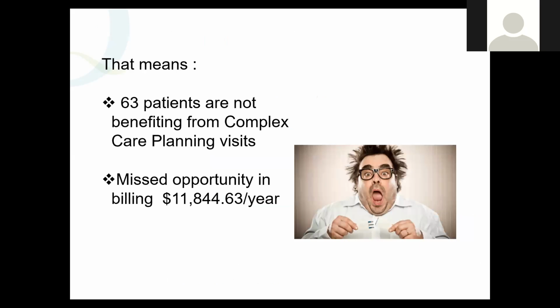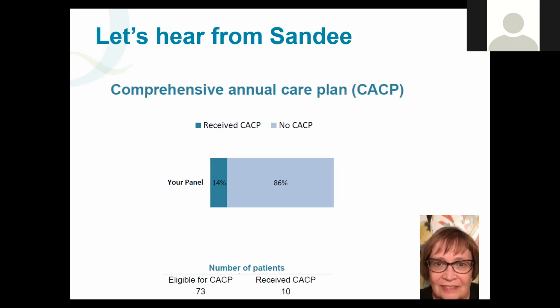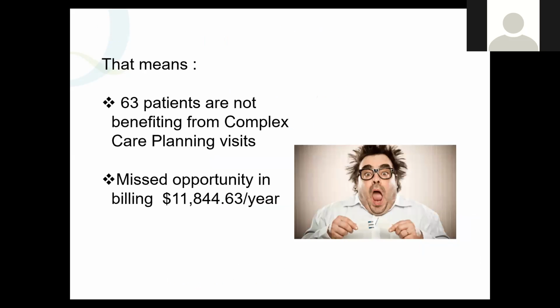And I think the thing that I was saying most to them is that this is work that's already happening. You're doing this work, you're just not taking that next step of setting goals with patients. So that meant 63 patients weren't actually benefiting from complex care plans, and the missed opportunity in billing was $11,844 every year. And so that was significant.